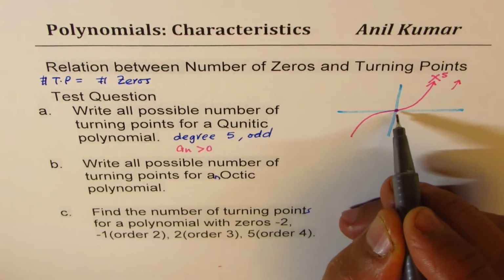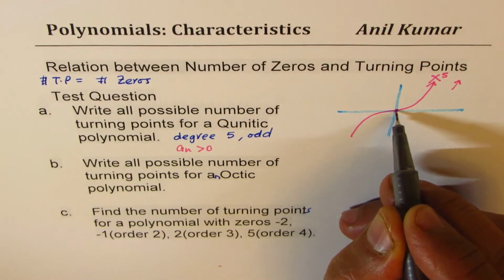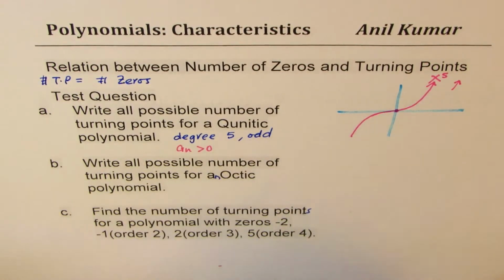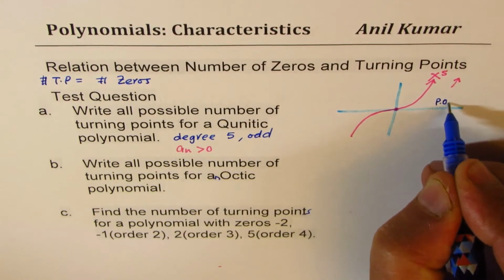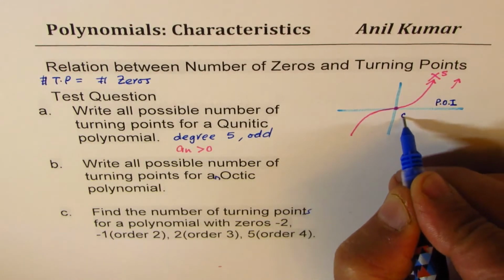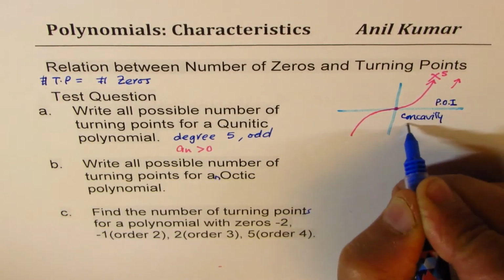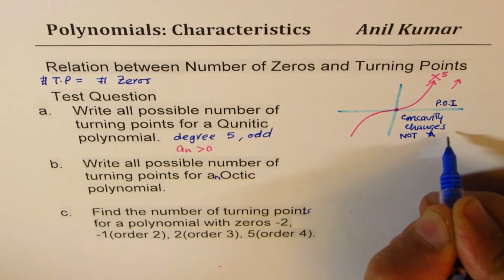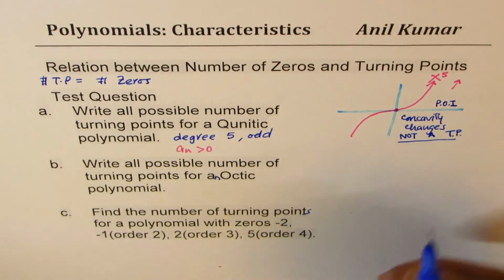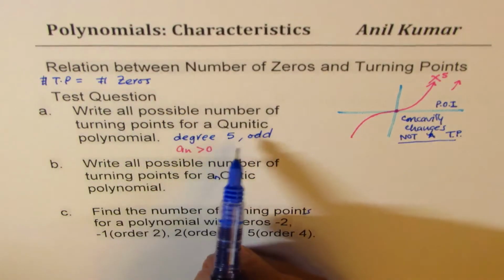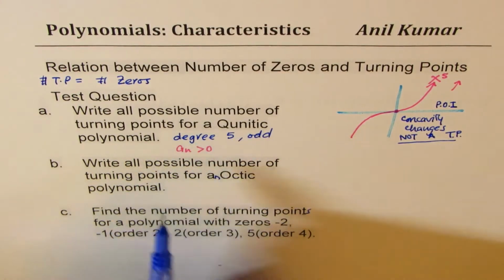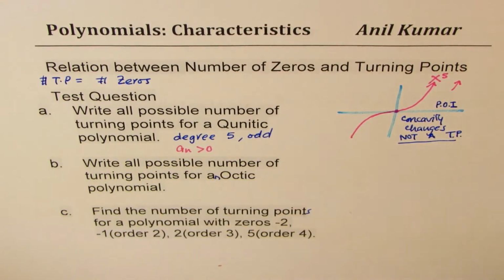Here, what do you see? 1, 0. However, at this point, the graph doesn't turn. It changes its concavity, and this kind of a point is called point of inflection, right? So here concavity changes. Do you see that? But it is not a turning point, not a turning point, correct? This is important to understand. So minimum number of turning points, it says write all possible number of turning points. So we get minimum number of turning points is 0.